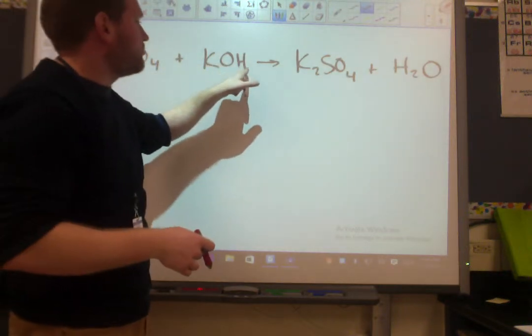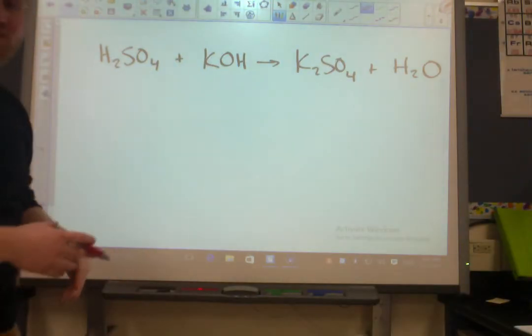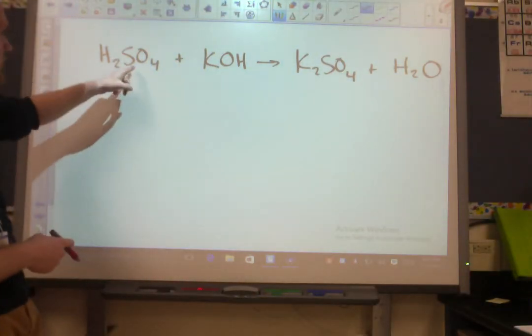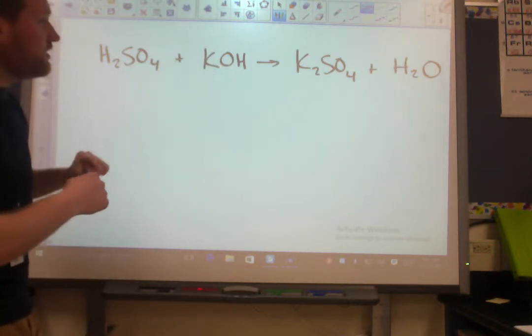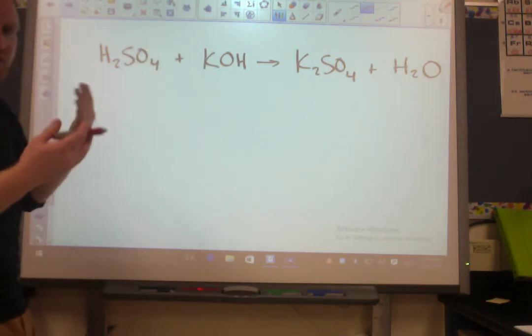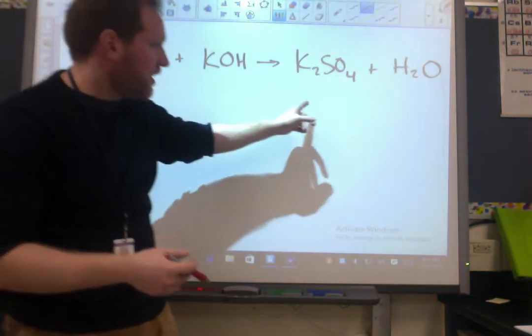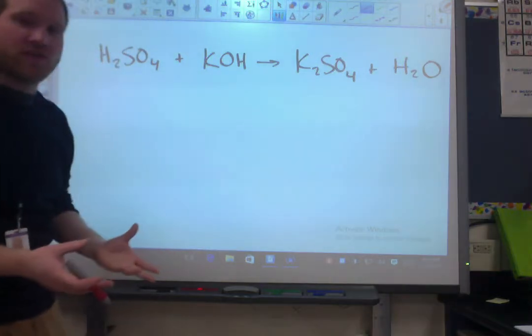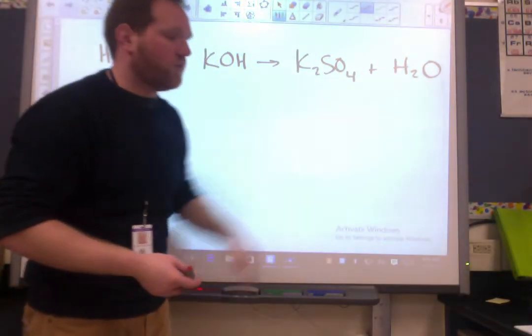H2SO4 plus KOH yields K2SO4 plus H2O. This is called an acid-base neutralization reaction. H2SO4, that's an acid. KOH is a base. You mix them together, and the acid and the base cancel each other out. They form K2SO4, which is just a type of salt, plus water. So we call it a neutralization reaction. The acid and the base neutralize one another, and they form salt plus water.